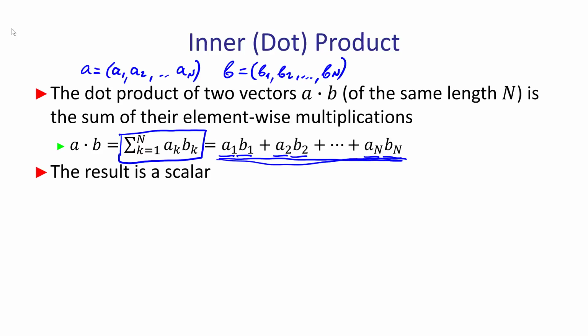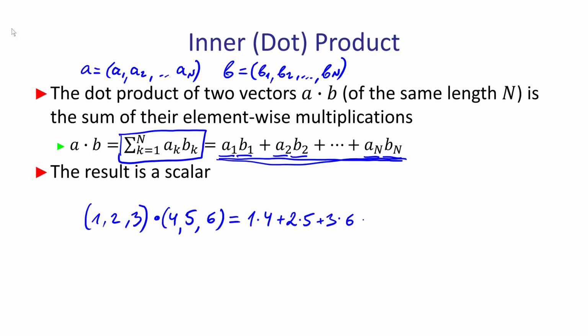Let's take a simple example. You want the dot product of (1, 2, 3) with (4, 5, 6). The result will be 1 multiplied by 4, plus 2 multiplied by 5, plus 3 multiplied by 6. And the result will be 32. Note also that it doesn't matter if I'm using column vectors or row vectors, the dot product will always be the same scalar, and in that computation it doesn't matter at all.